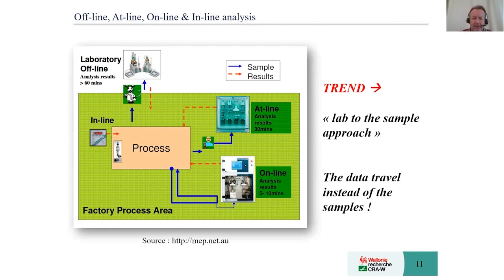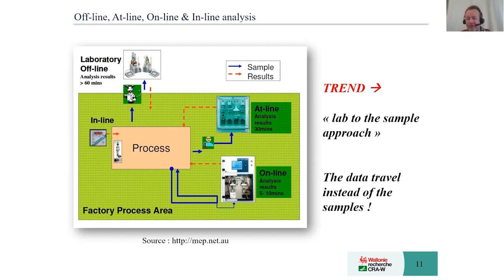But also what is interesting is that we can apply this in the laboratory, as explained here, as offline. So this is when you take the sample and you go to the laboratory to make the analysis. In blue, you have the flux of samples, and in red, you have the flux of data. But what we can do is work at line. So we can put the instrument just near the line of production, for instance. We can put it online or inline. So this is what we try.